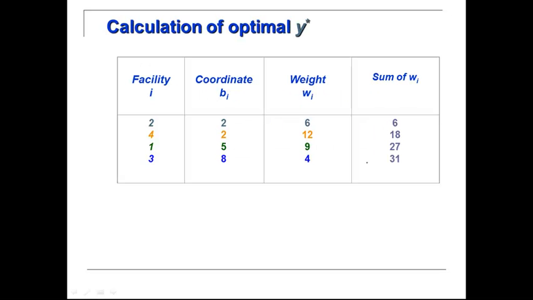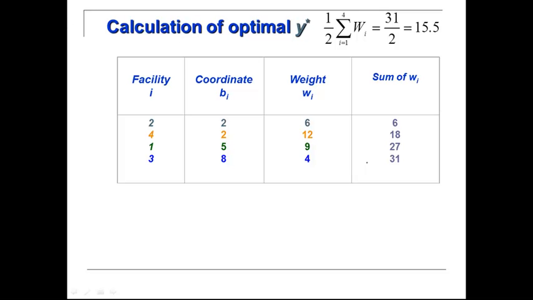So we have the facility I. Again, you're going to sort them based on the values of B. Here, as you can see, you have two facilities that have the same value for that coordinate. So what you do is you look at the index of the facility and you put them in that order. So these two have the same value, so you go first with 2 and then 4. And you have the weights, and then you also have the sum of the weights.